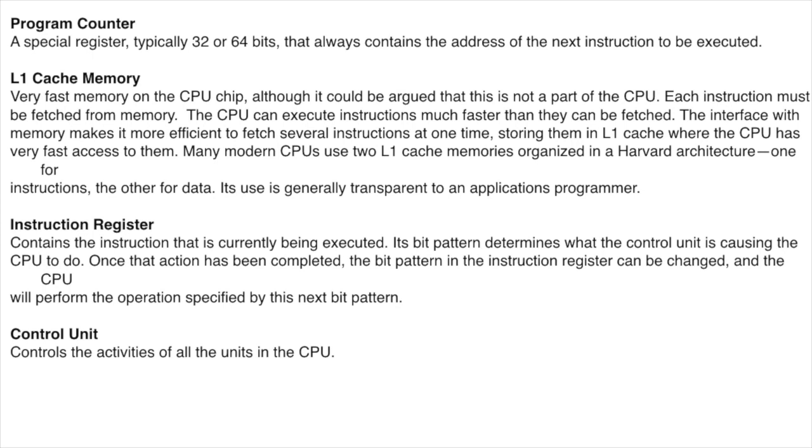The instruction register contains the instruction that is currently being executed. Its bit pattern determines what the control unit is causing the CPU to do. Once that action has been completed, the bit pattern in the instruction register can change, and the CPU will perform the next operation. The control unit is what controls the activities of all the units in the CPU.